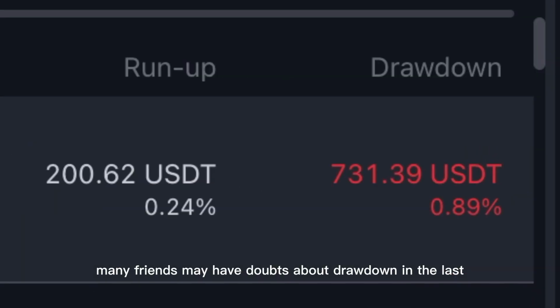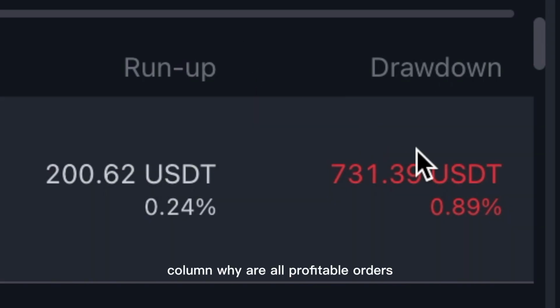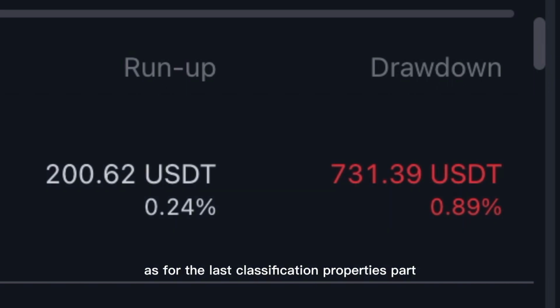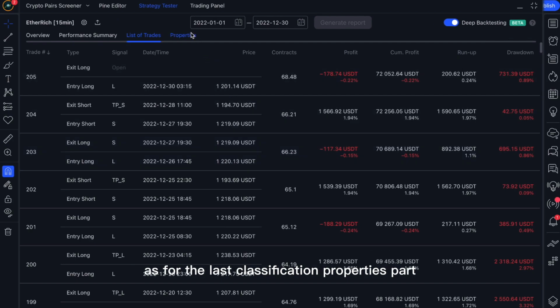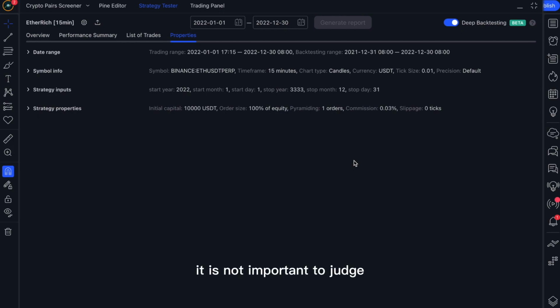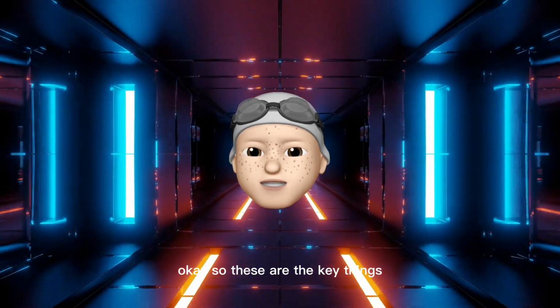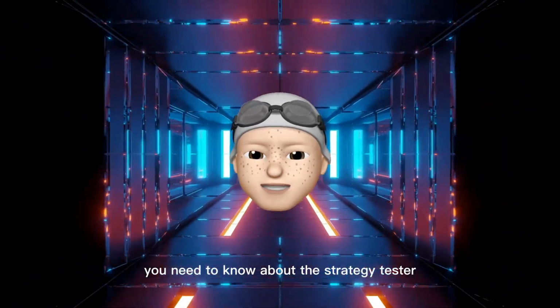Many friends may have doubts about drawdown in the last column. Why are all profitable orders and there will be a display of drawdown? Let me explain here. This represents the largest drawdown of your order, which means the largest loss before the order is closed. As for the last classification properties part, it is not important to judge whether a strategy is good or bad, so it will not be expanded here. Okay, so these are the key things you need to know about the strategy tester.